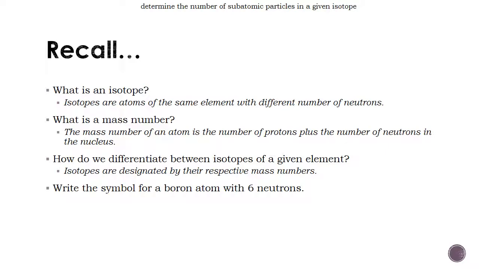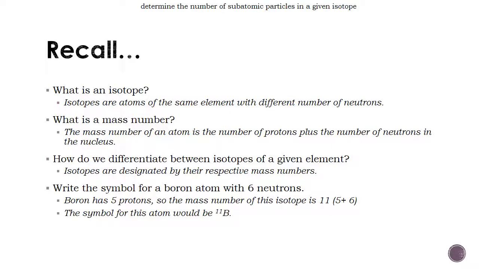Question 4. Write the symbol for a boron atom with 6 neutrons. Looking at your periodic table, you will see that boron is atomic number 5, so it has 5 protons. I take the 5 protons plus the 6 neutrons that we're told it contains, and that gives us 11. So the mass number would be 11. The symbol for the element boron is capital letter B, and the mass number goes as a superscript on the left side, and you can see we'd write it as so.